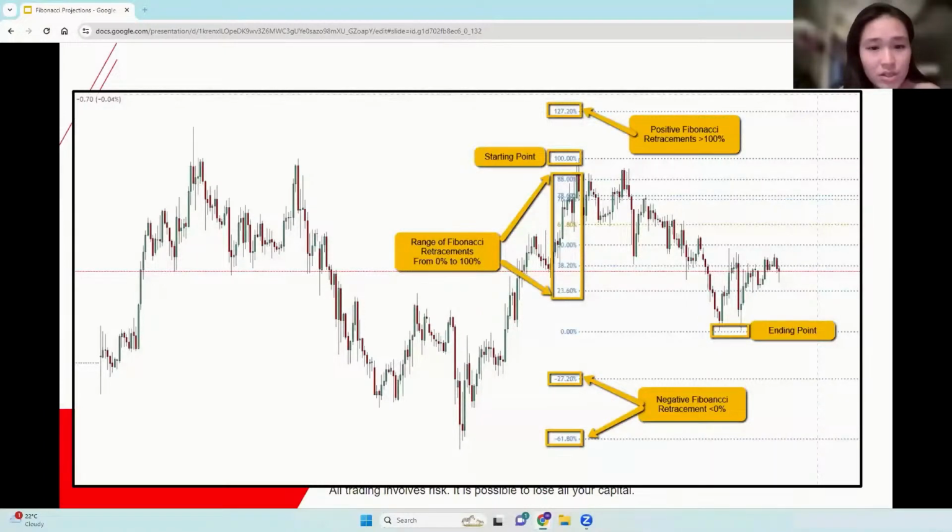Here you can see all the different Fib numbers that we mentioned in the previous slide and how it looks on a chart. Just to recap again, mid-range is retracements, negatives are the expansions, and greater than 100% are the extensions. In all of these scenarios, we are only using one tool, which is the Fibonacci retracement.